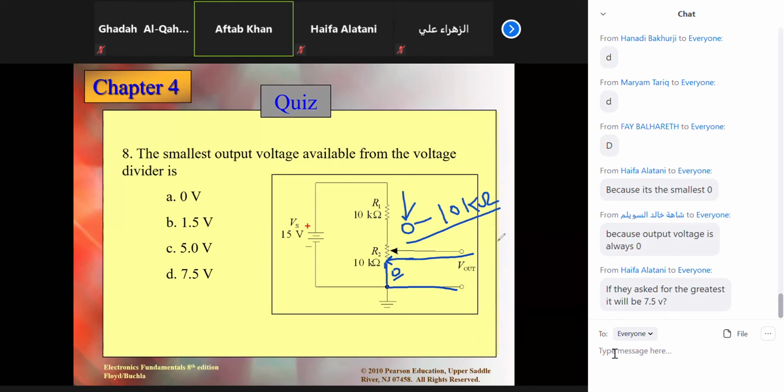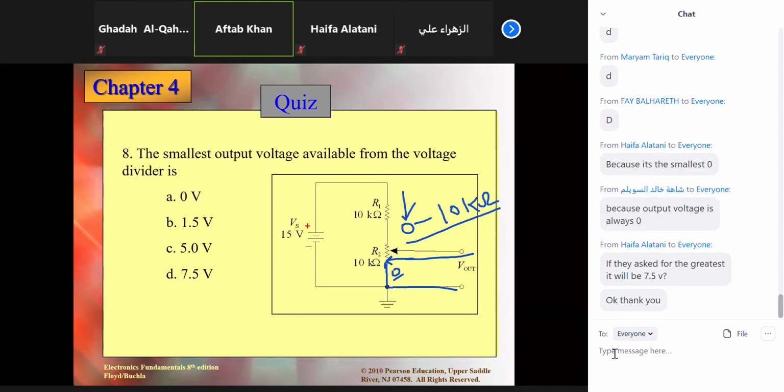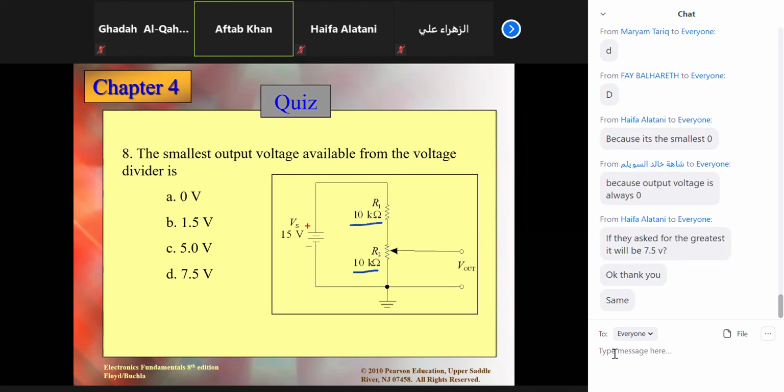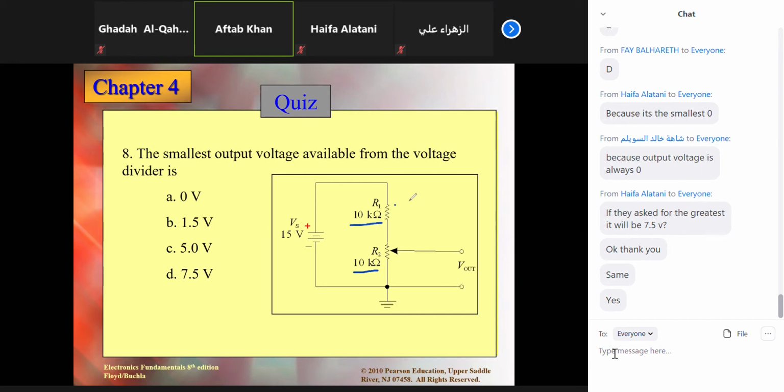Yeah, greatest will be 7.5. Yeah, correct. Because you know why it is 7.5? It is because both resistances are of equal value. It means it is gonna be divided equally. So 7.5, 7.5, that's it. And 0 because even if it goes down, the minimum value of this resistor could be 0. All right.